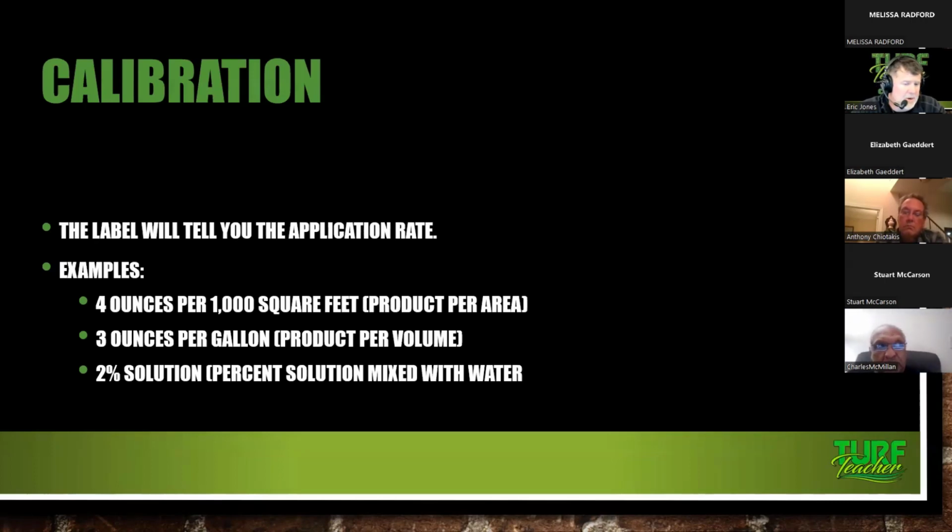But examples, we're going to see 4 ounces per 1,000 square feet a lot on these labels, but this is product per area. We're going to see 3 ounces per gallon. This is product per volume. And we may see a 2% solution, which is percent solution mixed with water. And we'll see examples of this here shortly.